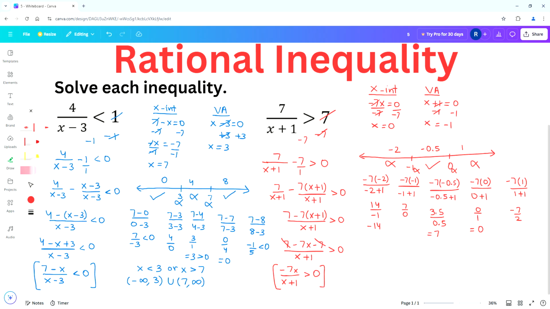Therefore, there is only one interval that is the solution for the given inequality. We can write this interval in inequality notation as shown, and we can write the solution in interval notation as shown. This should be the final answer for the second inequality. So these are the steps you have to keep in mind to solve a problem like this one.